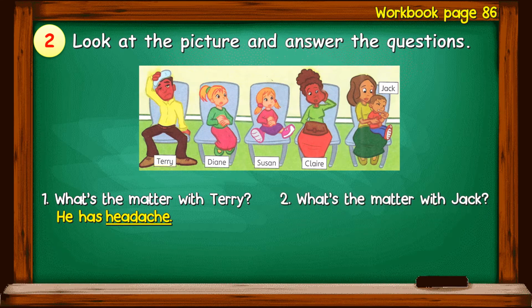Let's look at question number 2. What's the matter with Jack? Let us look. Which one is Jack? This is Jack. Is Jack a boy or a girl? He's a boy, so you use he. You write he has. What does he have? Okay, what's he doing? Coughing. So you can write he has a cough.